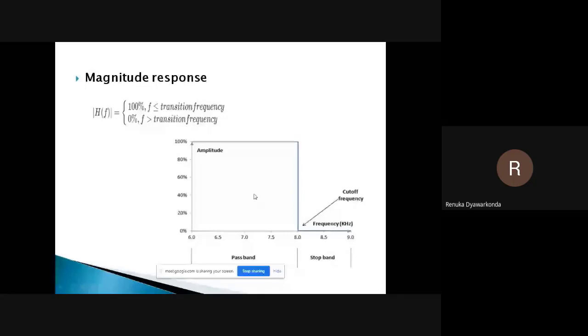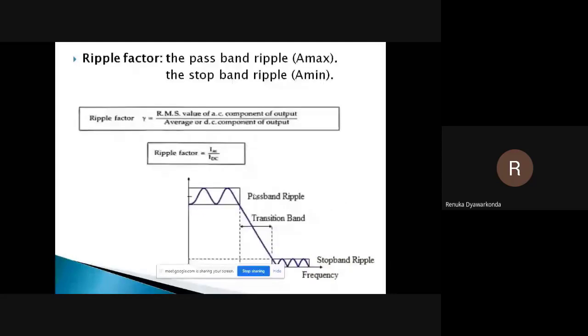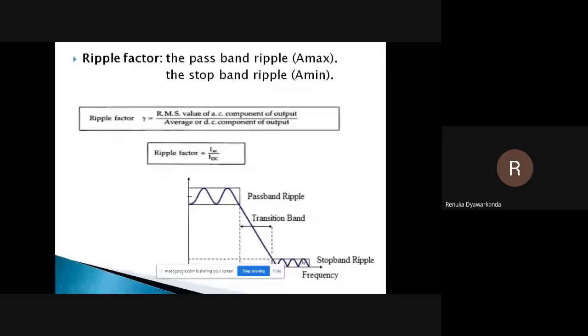Then next, we shall see ripple factor. Ripple factor is nothing but the effectiveness of the circuit, and it is defined as the ratio of the RMS value of the AC component to the average value of the DC component. Here, the ripple factor is given by IAC divided by IDC. As you can see here, these are the errors in the passband, and they are called passband ripple, and they are given by Amax. And these are the errors in the stop band, and they are known as stop band ripples, and they are given by Amin.